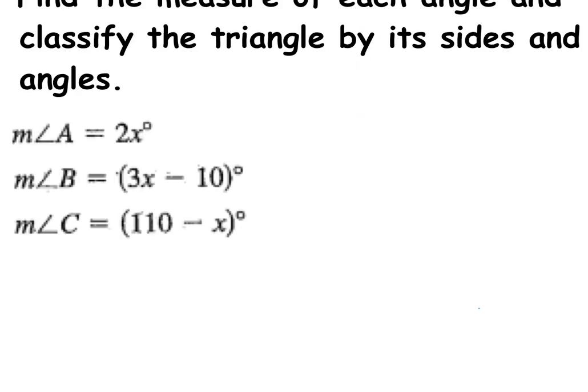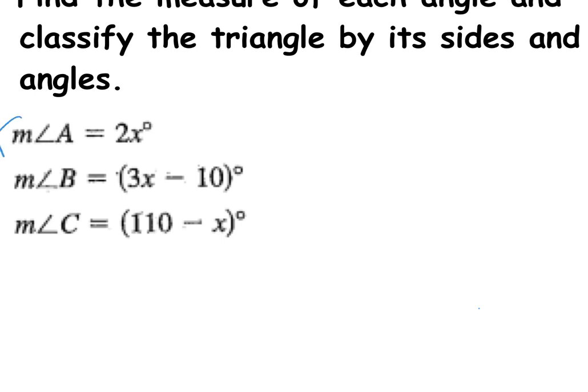All right, we're almost done. So in example 13, we're going to put everything together. It says find the measure of each angle and classify the triangle by its sides and its angles. So we have to figure out what every angle measures so that we can decide if it's acute, right, obtuse, isosceles, scalene. And to do that, we've got to solve for x.